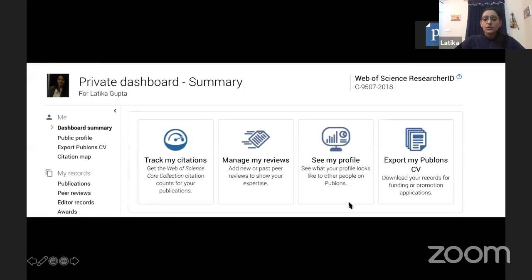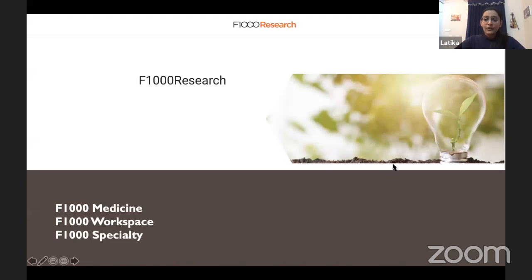And then you can also download your CV. F1000 is something we did talk about earlier. It is a curated community of researchers. It includes medicine, workspace, and specialty. So it is stratified by different interests.